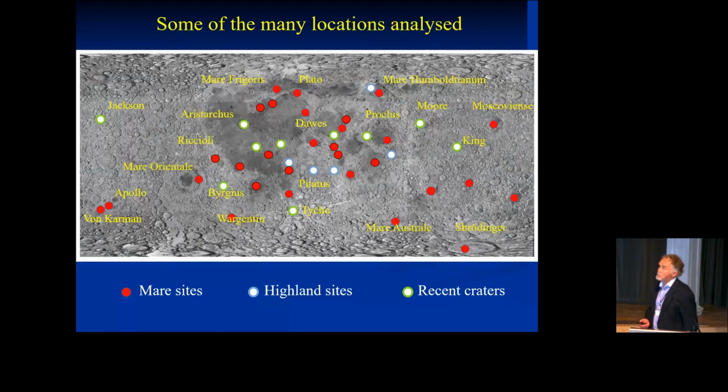Okay, this is a map of some of the locations that I've analysed. As you can see, it covers most of the moon, not just the near side, but the far side, and also at high latitudes, both north and south. They're mainly mare sites, mainly lava materials, but there's some highland ones and a number of young Copernican age large craters, which I'll move on to.